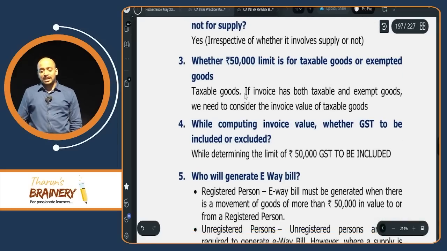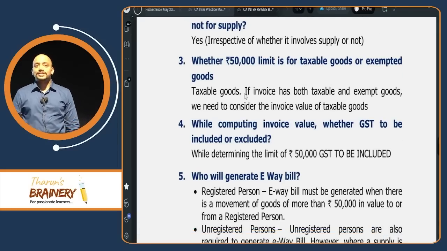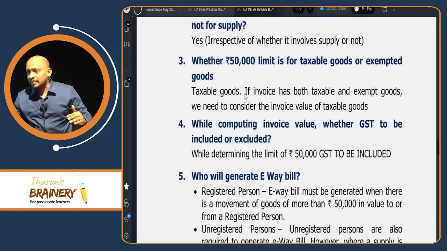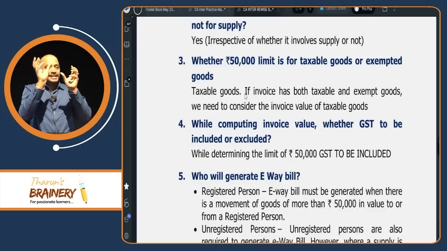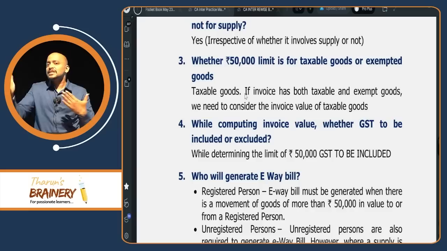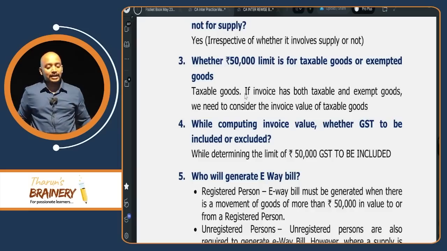Whether the 50,000 limit is for taxable goods or exempted goods? Taxable goods. Suppose in a document we have both taxable goods and exempted goods, take out exempted goods and see the taxable goods. If the value exceeds 50,000, e-way bill is required.